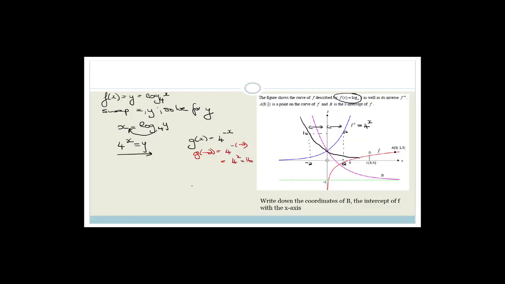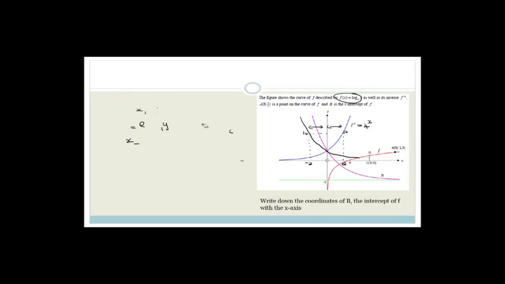Okay, next question. Now it says, write down the coordinates of B, this point here, the intercept of f with the x-axis. Okay, so I don't want to erase everything I don't need, so that I've got space to write. Okay, and let's just make that neater as well. Okay, there we go. Okay, it's better. Right, so we want B, and they want to know what the coordinates of B are, and they're just asking you to write it down.